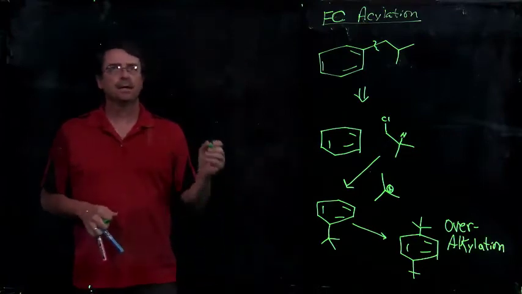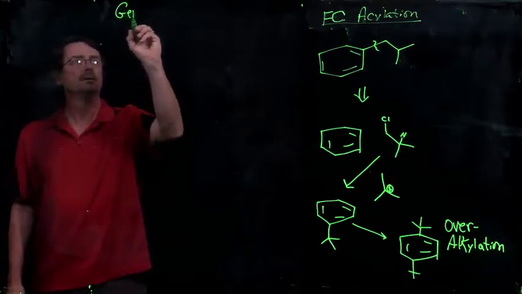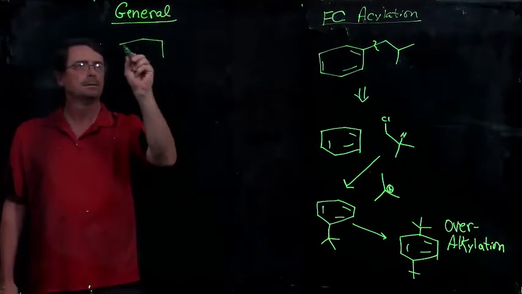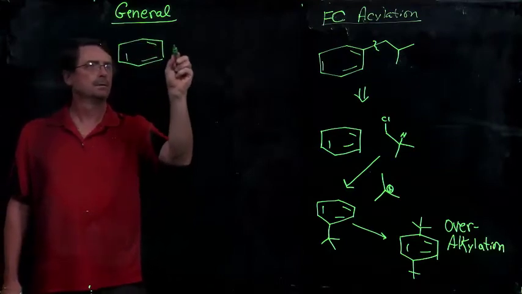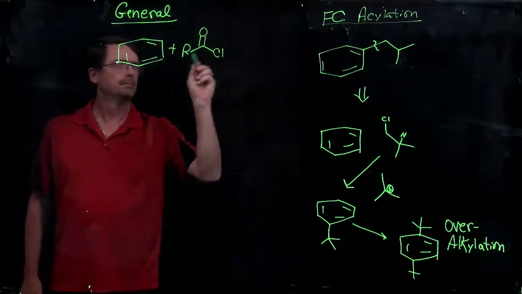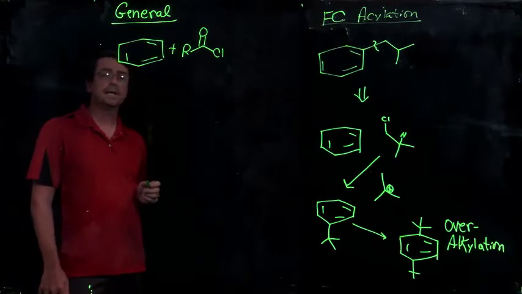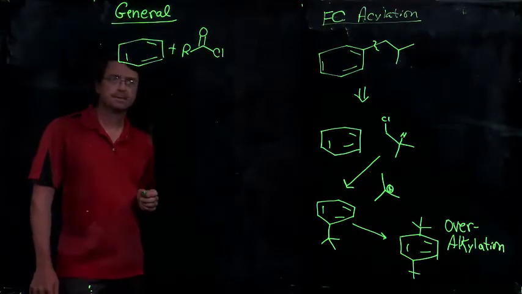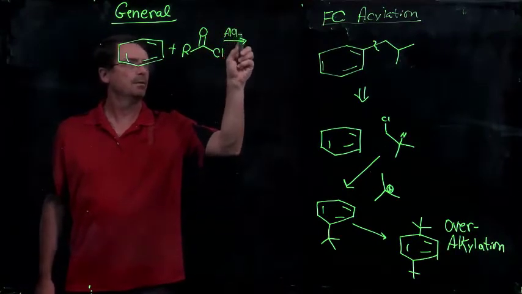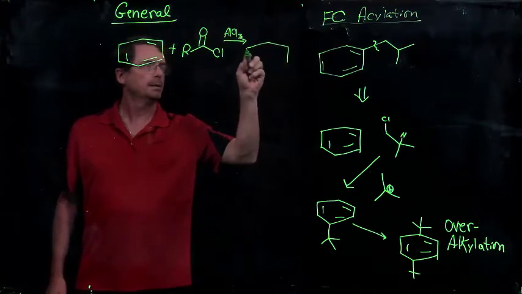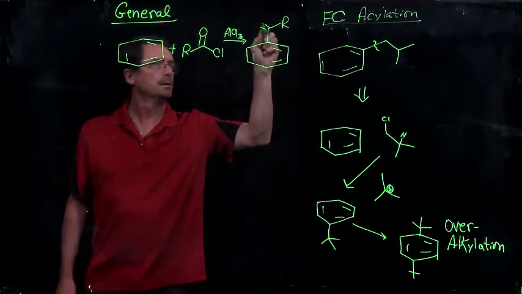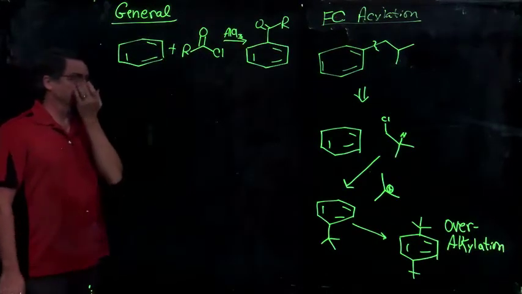So in the acylation reaction, and here's the general reaction, we have an acyl group. Now this is very different. Same reaction conditions, AlCl3, and we get only monosubstituted product with the ketone next to the ring.